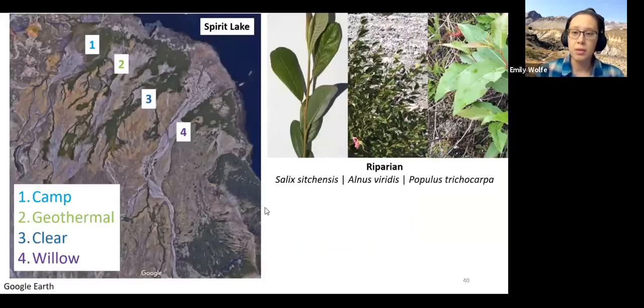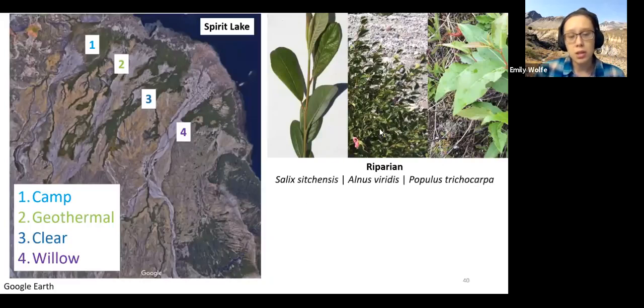And then this is the Clear Creek drainage here. You can see it's a lot marshier, except for Willow Lake down here. Clear Creek is marshier higher up. Both Camp and Geothermal also have separate upper reaches that they eventually join just above the Truman Trail. So you can kind of see the trail winding through here. But basically all these streams drain into Spirit Lake, and the riparian vegetation is dominated by willow.